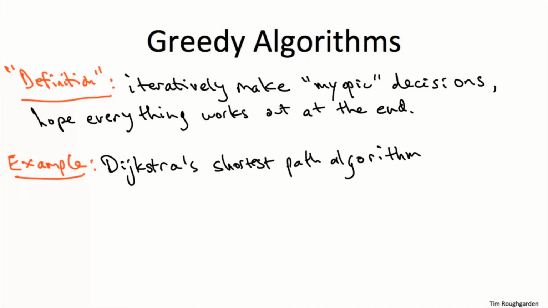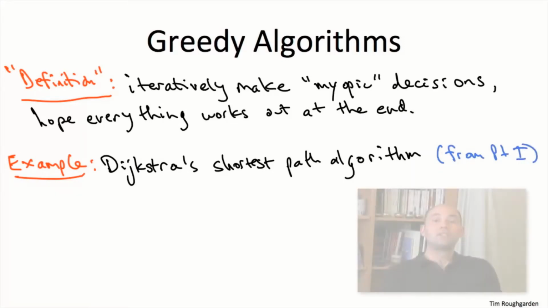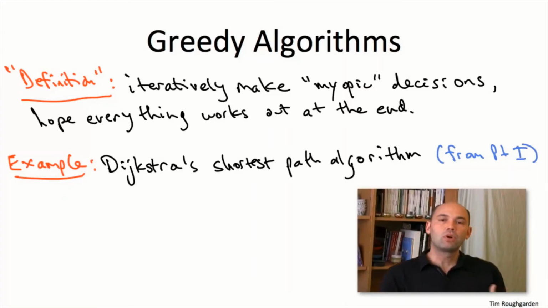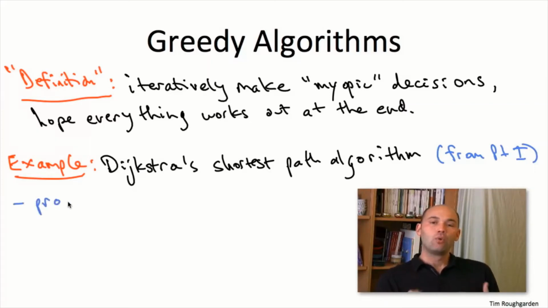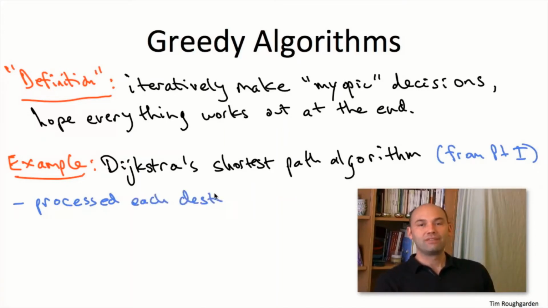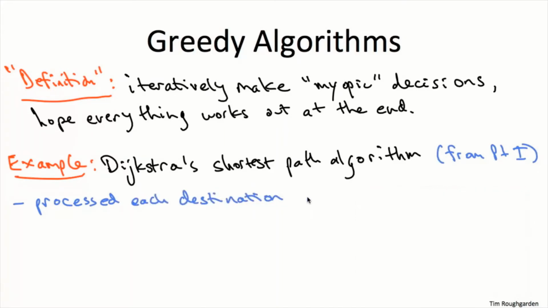But I want to point out we've actually already seen an example of a greedy algorithm in part one of this course, namely Dijkstra's shortest path algorithm. So in what sense is Dijkstra's algorithm a greedy algorithm? Well, if you recall the pseudocode for Dijkstra's algorithm, you'll recall there's one main while loop. And the algorithm processes exactly one new destination vertex in each iteration of this while loop. So there's exactly n-1 iterations overall, where n is the number of vertices. So the algorithm only gets one shot to compute the shortest path to a given destination. It never goes back and revisits the decision. In that sense, the decisions are myopic, irrevocable, and that's the sense in which Dijkstra's algorithm is greedy.